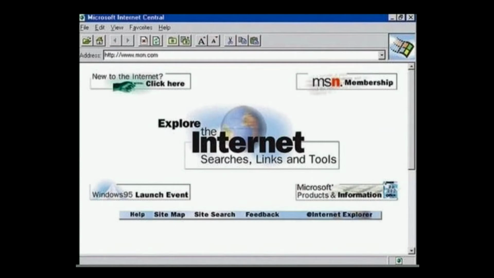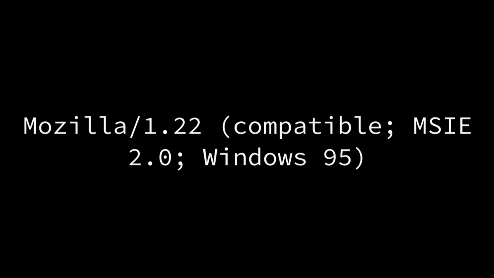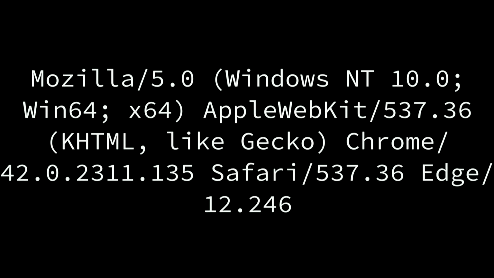In fact, here's how Internet Explorer identified itself. As Mozilla. And they put the truth in parentheses there, but there were so many people already sniffing out the user agent string trying to detect Netscape that every other browser maker just had to do that too. To this day, every browser user agent string just begins Mozilla.